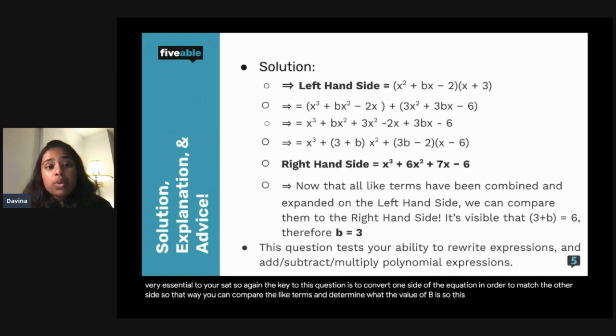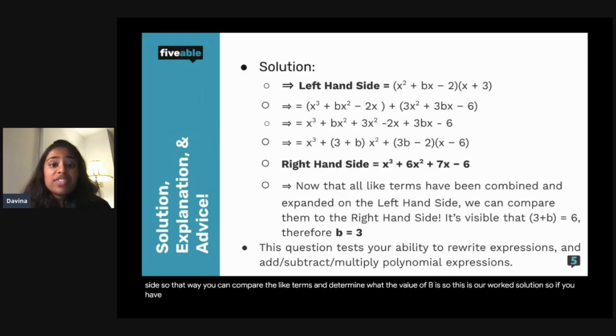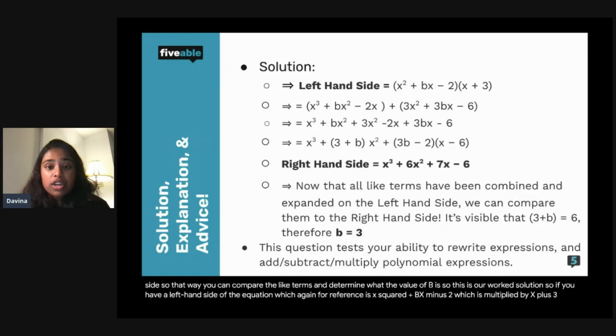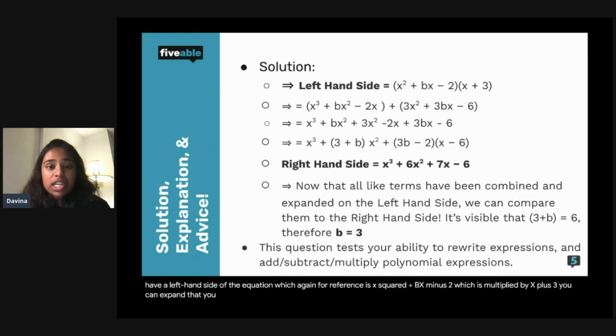So this is our worked solution. If you have the left-hand side of the equation, which again for reference is x squared plus bx minus 2, multiplied by x plus 3, you can expand that. You can expand it in one of two ways.